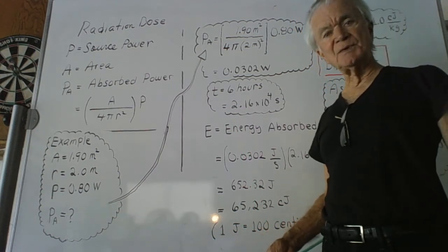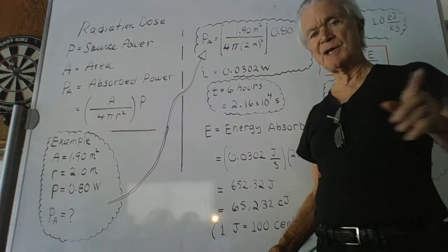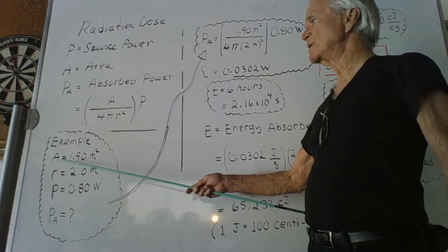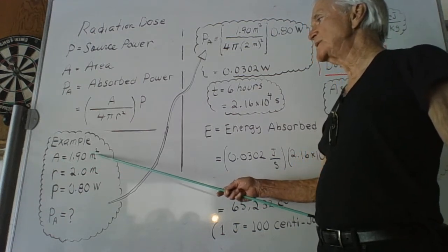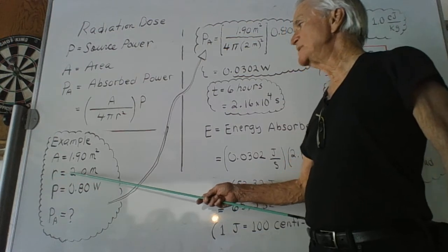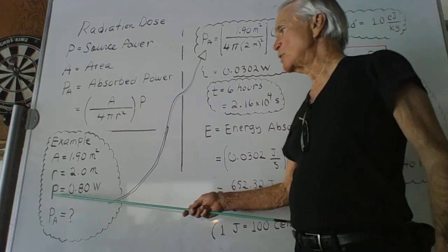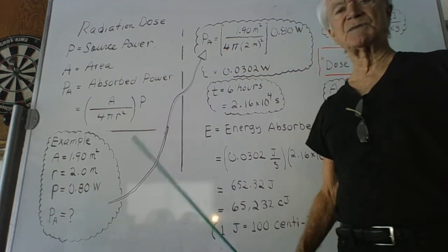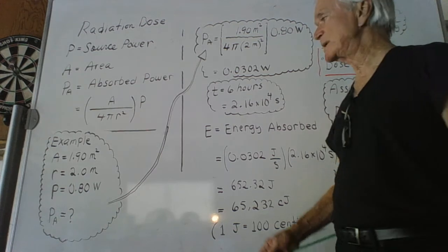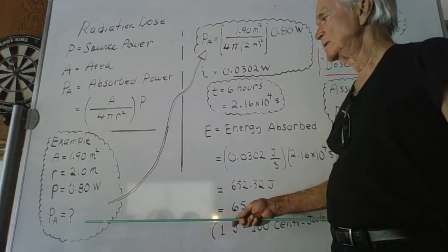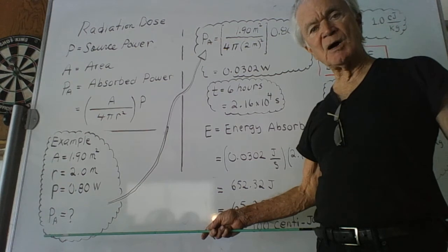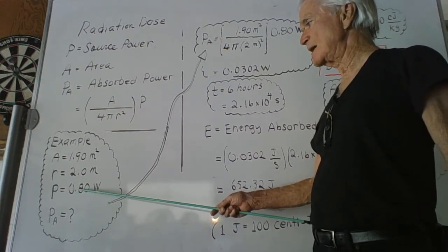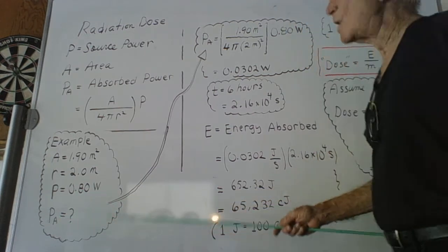Let's work a sample problem involving a calculation of radiation dose. In this example, the area of our person is 1.90 square meters. That person is 2 meters away from the source. The output power of the source is 0.08 of a watt. 0.8 of a watt, I meant to say. 0.80 watts. We first will calculate the absorbed power. It'll be some fraction of the broadcast power, measured in joules per second or watts.